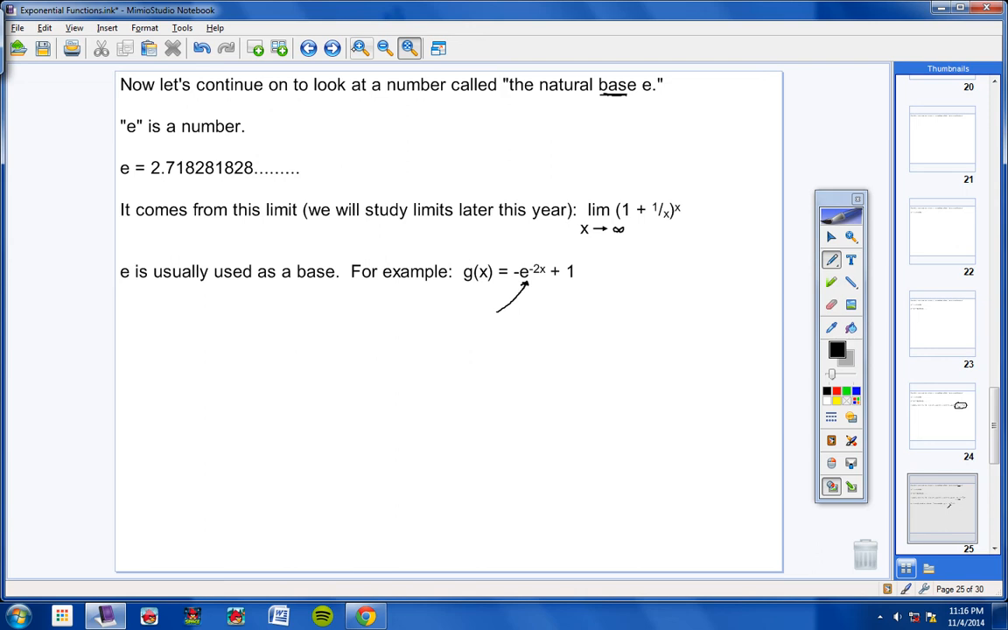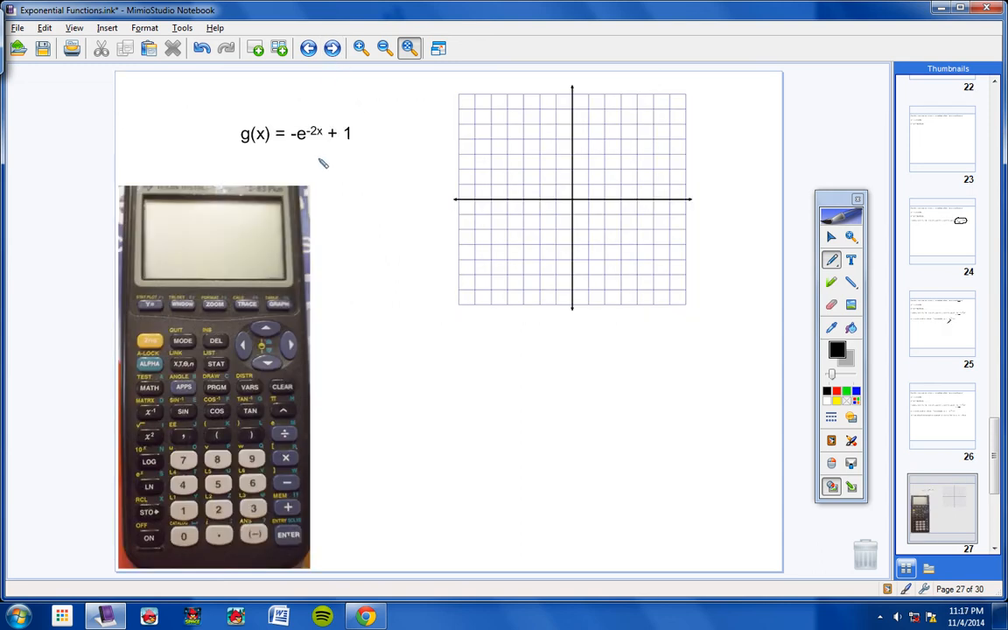Now, let's go ahead and graph one of these, an exponential function that has E for its base, okay? I want to show you guys how to type this into your calculator and how to graph these, okay? So here we go. Go ahead and copy this in your notes, students, right here. G of x equals -E to the -2x plus 1.